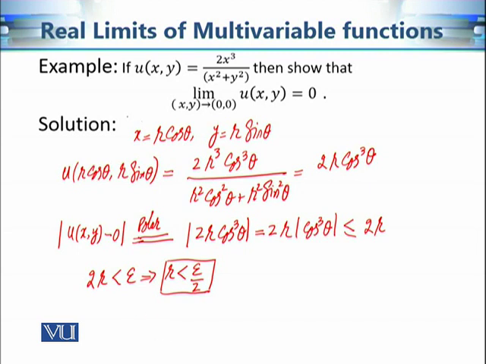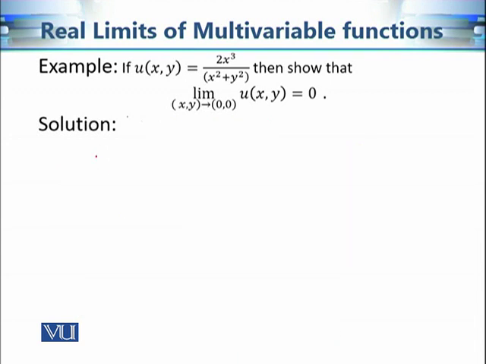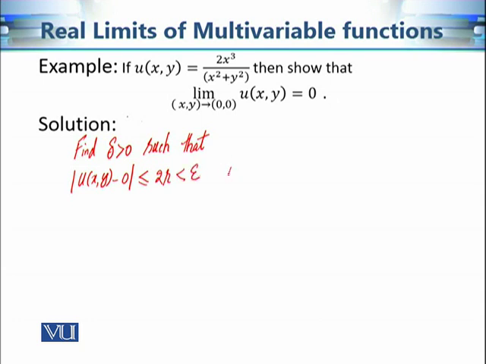So we have this expression, and we are going to use it to prove this limit. Now on the other side, corresponding to this epsilon, we need to find delta greater than 0 such that |u(x,y) minus 0|, which is less than or equal to 2r, is less than epsilon whenever the distance between (x,y) and (0,0), which is the square root of (x minus 0)^2 plus (y minus 0)^2, is less than delta. So we need to find this delta.